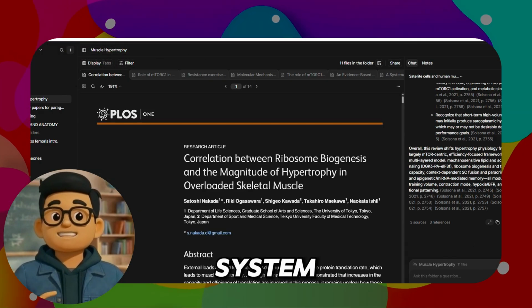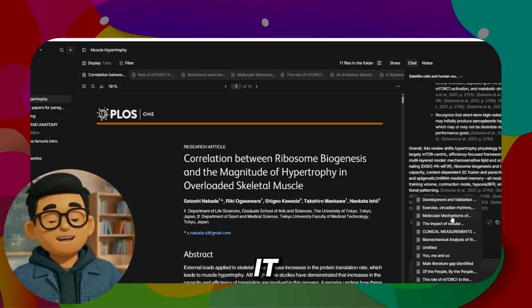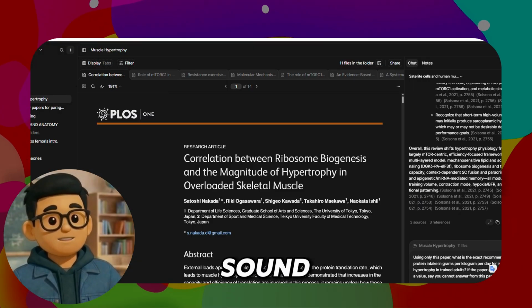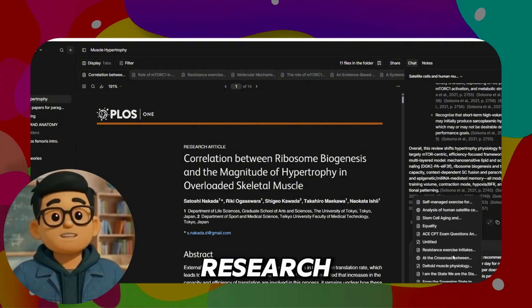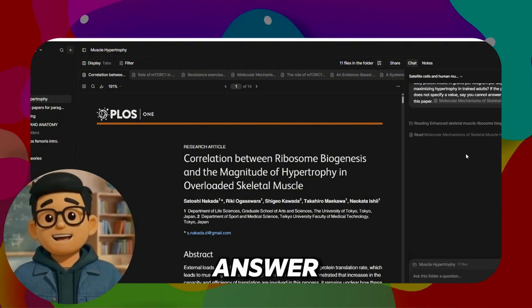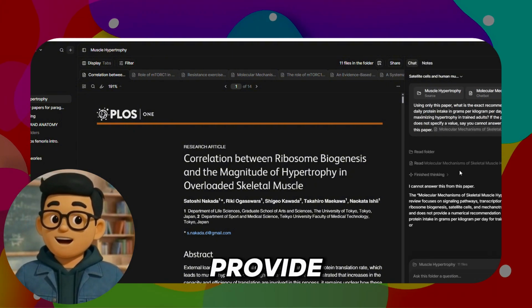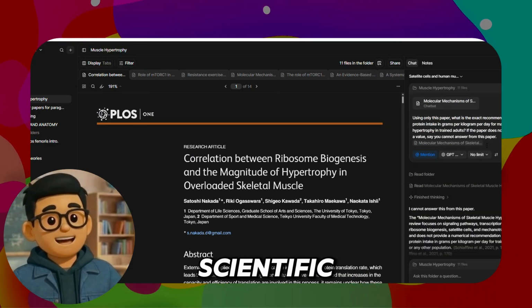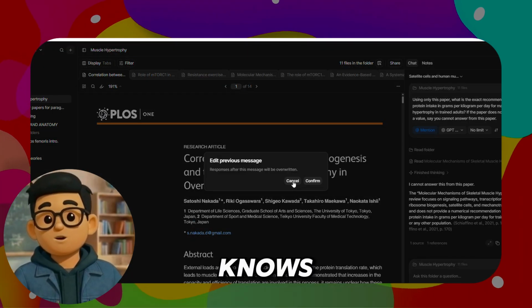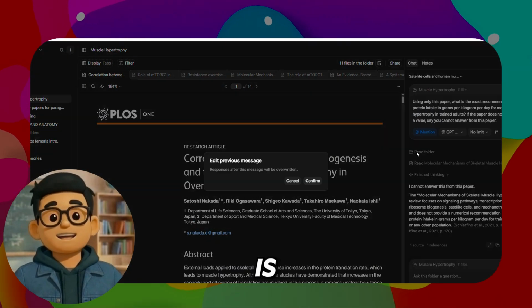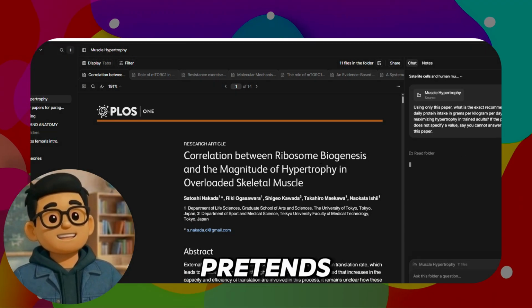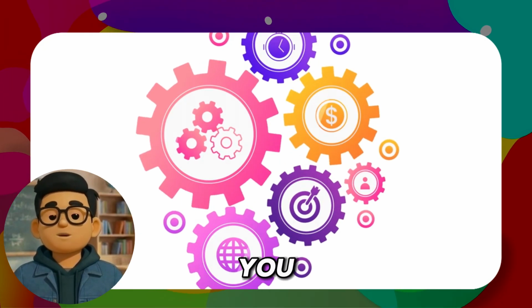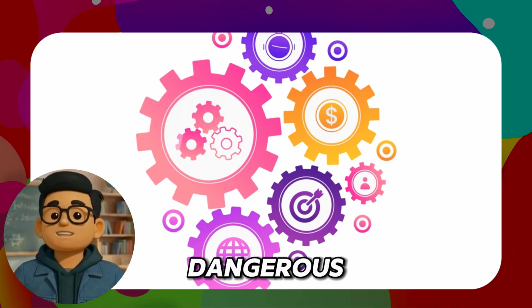A hallucinating system will confidently give me a number it pulled from somewhere else and sound very sure. A cautious research assistant will say, "I cannot answer from this paper because it does not provide an explicit recommendation." That is exactly what I want. In a scientific workflow, an AI that knows how to say "I don't know from here" is far more valuable than one that pretends to know everything. That's how you protect your paper from subtle but dangerous nonsense.